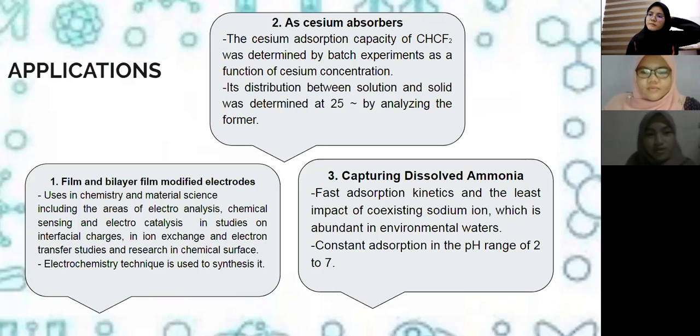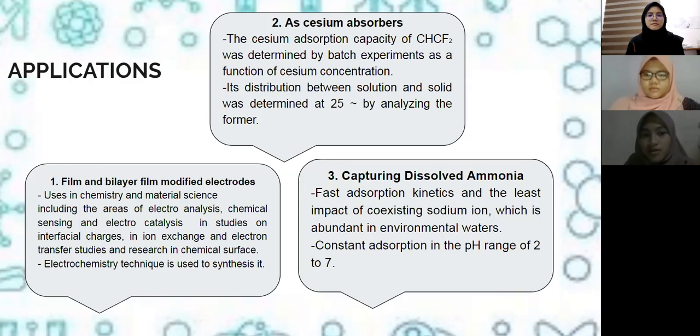Now we will move to the last part of our presentation, which is the application of the compound. The first application is film ion by film modified electrode. It is used in chemistry and material science in the area of electroanalysis, chemical sensing and electrocatalysis, in the study of interfacial charge, ion exchange and electron transport. The method used for this application is electrochemistry technique.